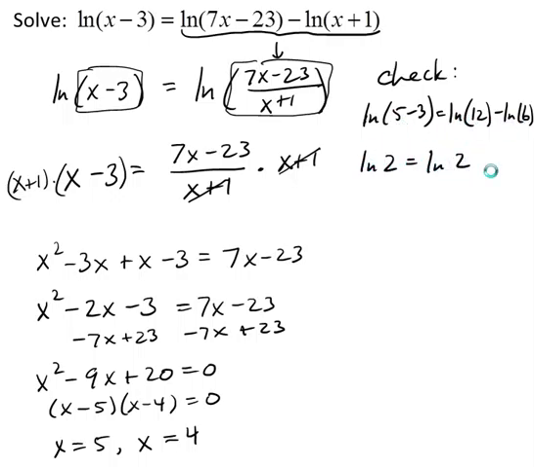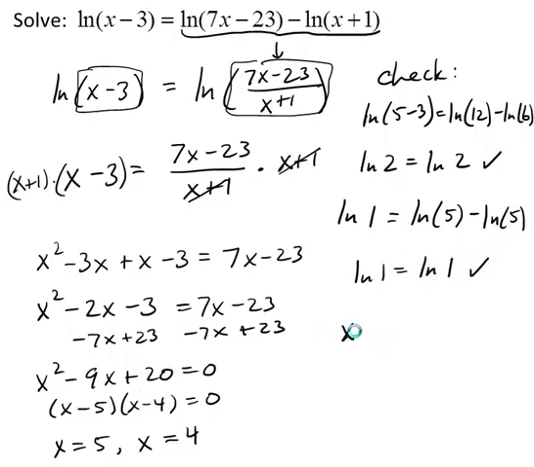If I check that x equals 4, I get natural log of 4 minus 3, that's 1. And on the right side, 7 times 4 is 28, minus 23 is 5. And then 4 plus 1 is 5. So using the quotient rule on the right again, I would get the natural log of 5 divided by 5, which is 1. And so that checks out as well. So in this case, both of those are solutions to the equation.